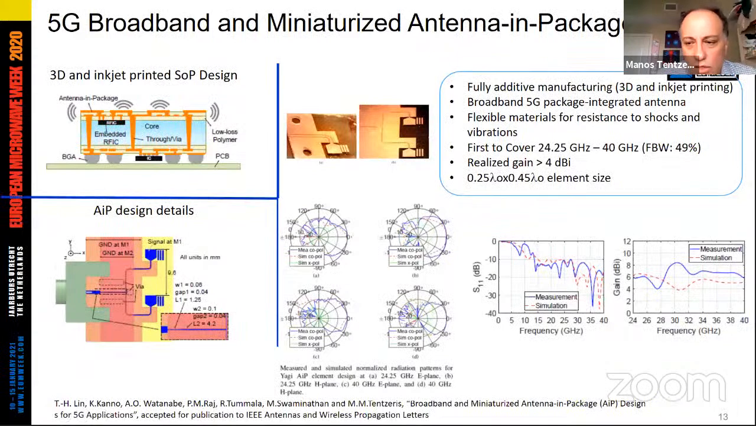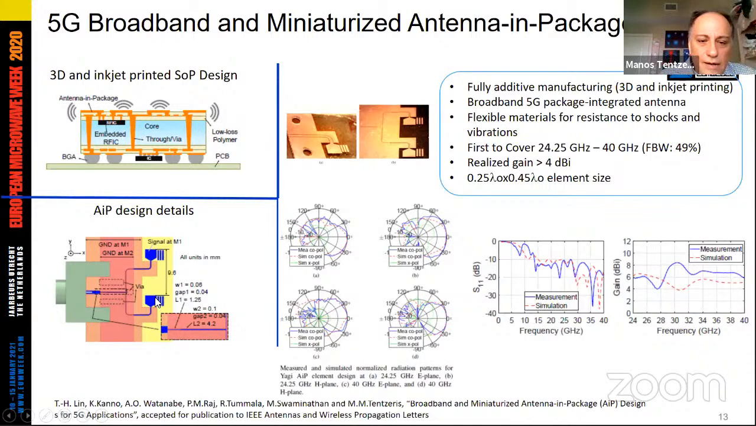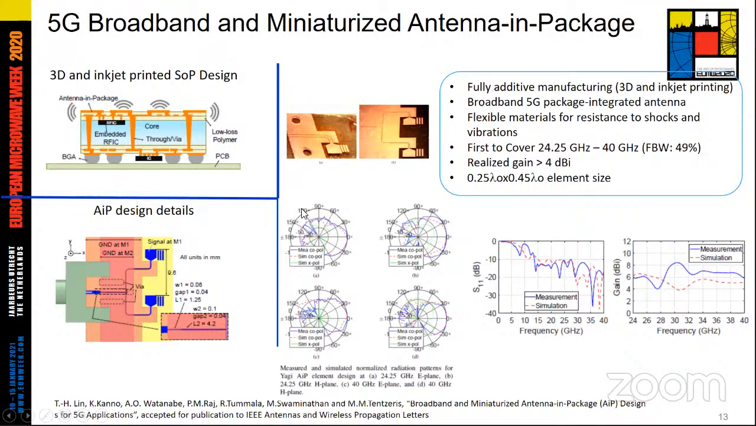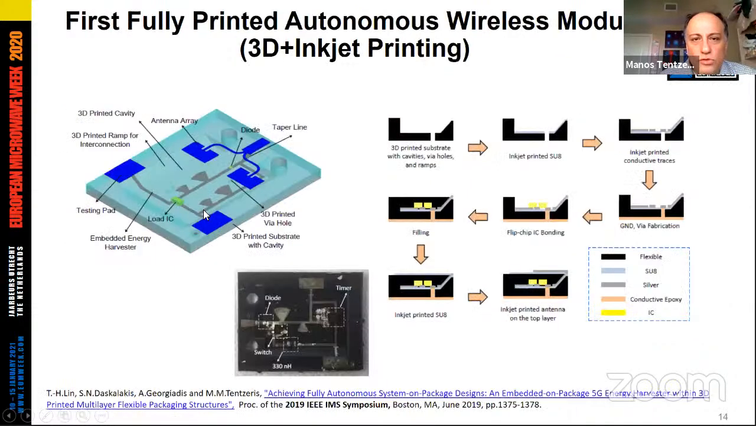You see another example here that I was talking about before. That's one module on glass, which is covering 24 to 40 gigahertz, about 50% bandwidth, with realized gain in dBi. The structures were printed here. More or less, you have printed reflectors, and then you have integrated RFICs within the core. You have antennas on the top. You can have this attached through BGA. And these antennas are very reliable. That's a very reliable antenna array. That's quite miniaturized, 0.25 lambda by 0.45 lambda element size, that can be effectively printed on top of the rest of the module.